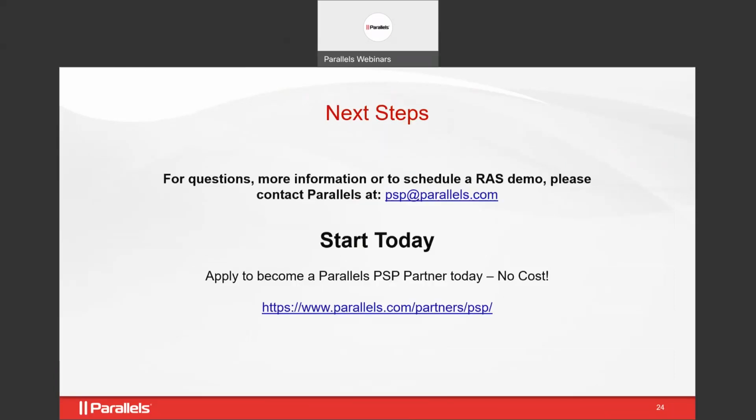So what's next? If you need more information, our account managers will be in contact in the next few days. Otherwise, you can send us an email at psp@parallels.com. If you want to become a Parallels service provider, go on parallels.com/partner/PSP. You just fill in an application. There is no commitment and no costs.